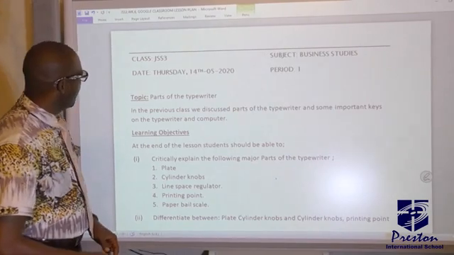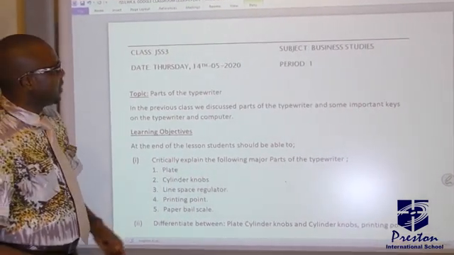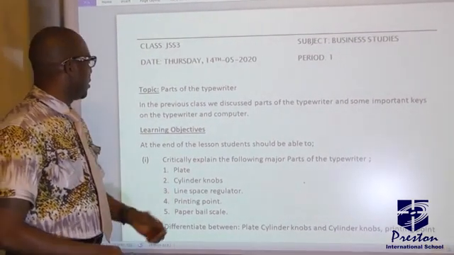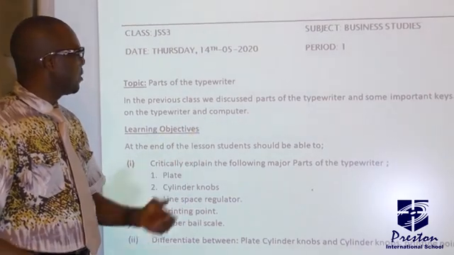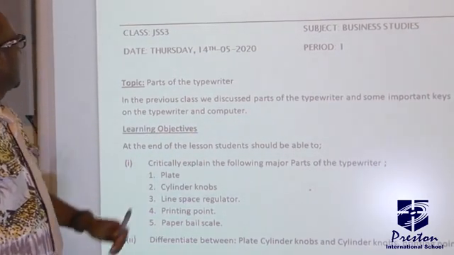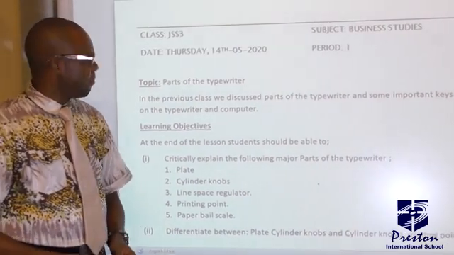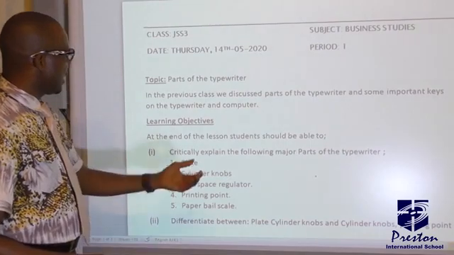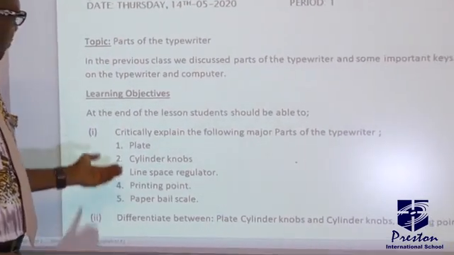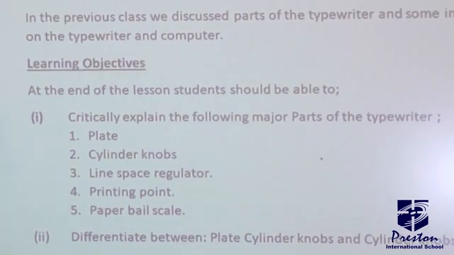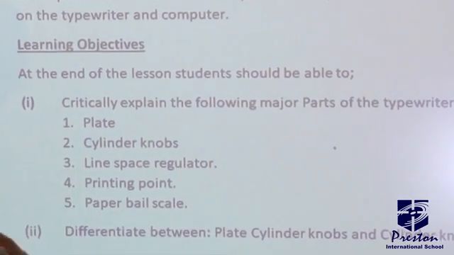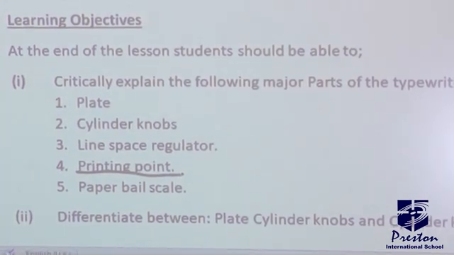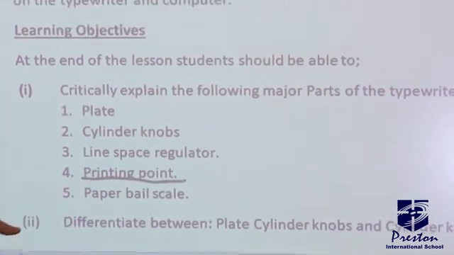This is for GSS3. In our last period, we looked at types and parts of the typewriter and some important keys on the typewriter's keyboard and also on the computer keyboard. But today we're going further by looking at parts of the typewriter. And look at our objective here. We are looking at critically explaining the following major parts of the typewriter: the plate, the cylinder knob, the line space regulator. Also, we're looking at the printer's point. And we'll go down by looking at the paper bail scale. Let's look at it from the beginning again.